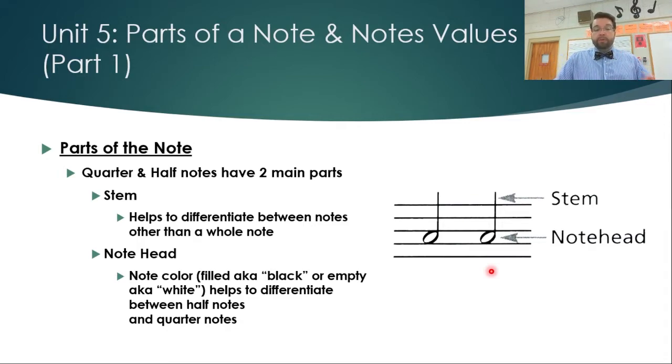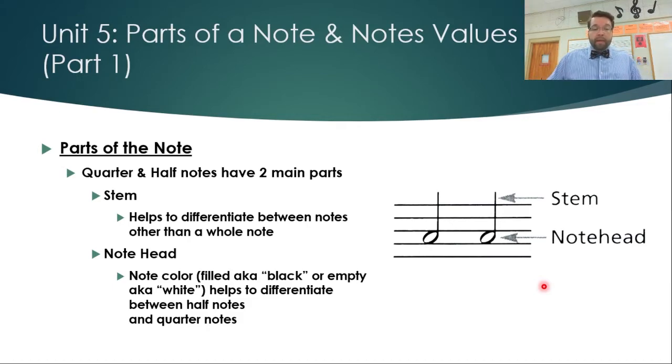Most of the notes you'll see will have a stem attached to them. The stem, which is this line right here, as indicated by my laser pointer, helps to differentiate between notes other than a whole note. A whole note, which we've already seen up to this point, is just a ring-shaped note all by itself. We'll show it to you in just a minute here. That stem helps to differentiate between a whole note and any other note.